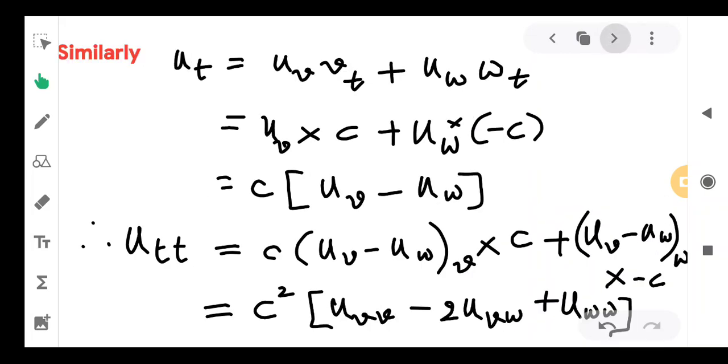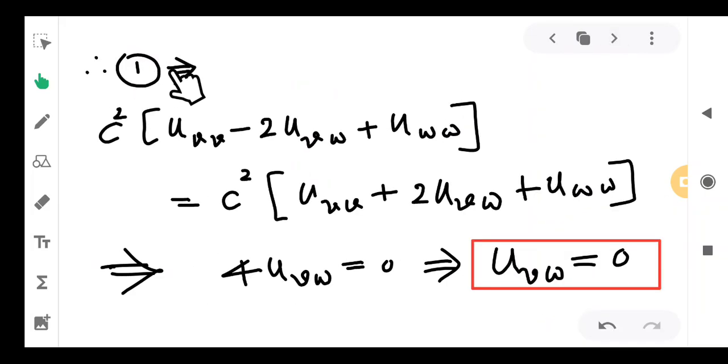So we'll go to equation number 1. That's your wave equation: utt is equal to c square into uxx. This is your utt, with c square, and that is the c square in the wave equation. This is uxx actually. Therefore c square and c square will be cancelled. After cancelling c square, uvv will be cancelled from both sides. Similarly uww will be cancelled. Therefore minus 2uvw is equal to 2uvw. Take this minus 2uvw to the other side. Therefore 2uvw plus 2uvw becomes 4uvw equal to 0. Therefore 4 is not equal to 0, so uvw equal to 0.